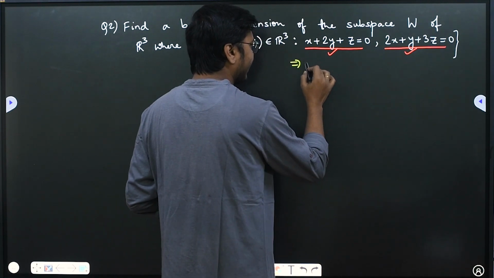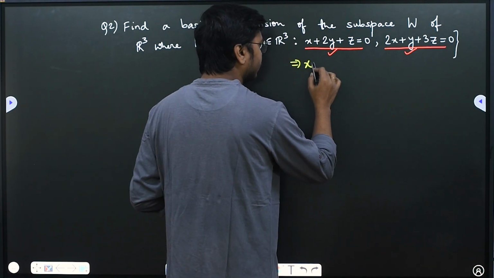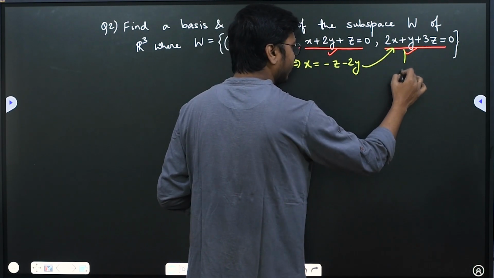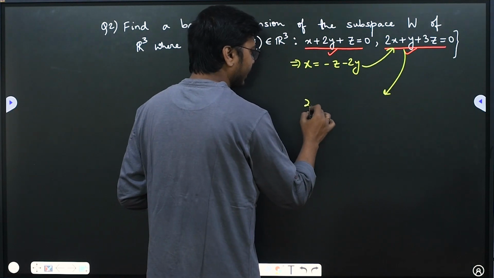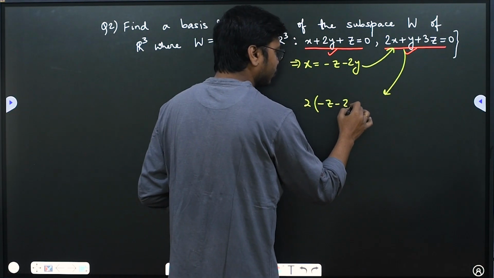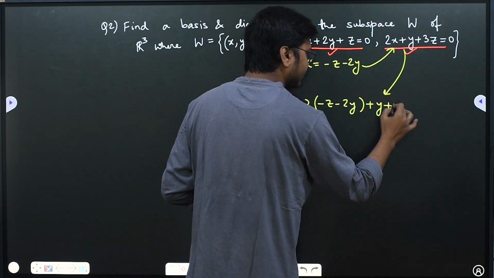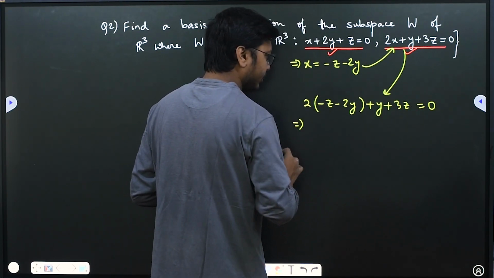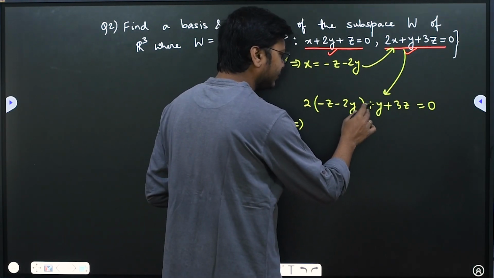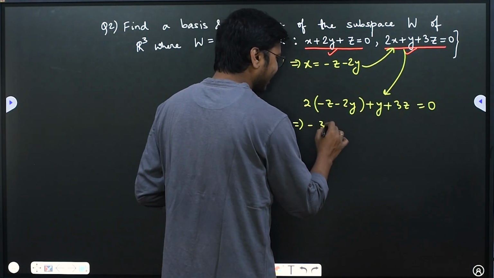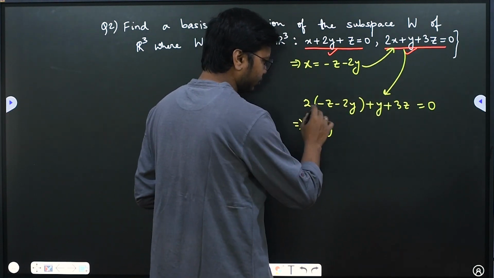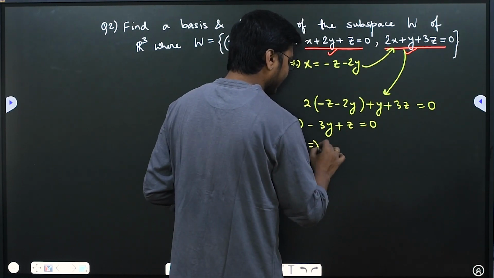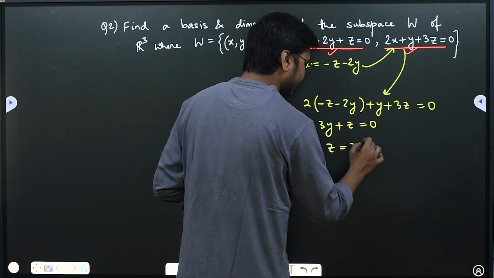Let me find the value of x from the first one. So x would be minus z minus 2y, and I'll substitute that in the second one, and I'll get 2 times minus z minus 2y plus y plus 3z equals 0. So that would turn out to be minus 4y plus y would be minus 3y, and minus 2z plus 3z would be plus z equals 0. So I have z equals 3y.